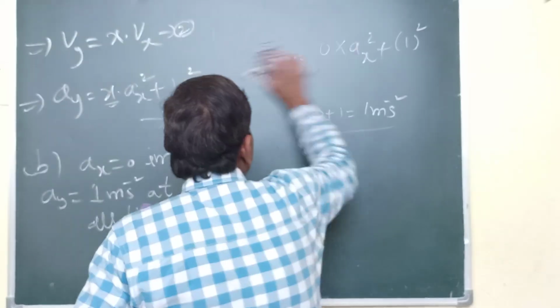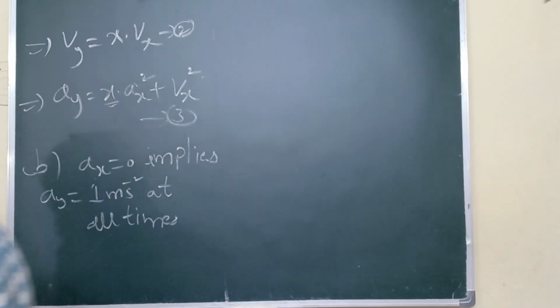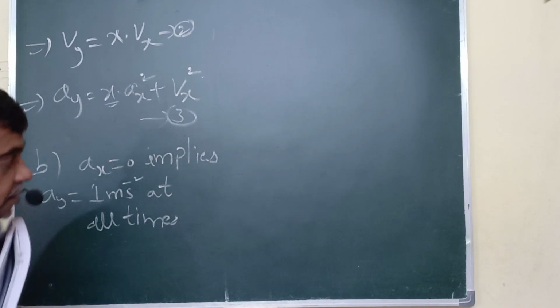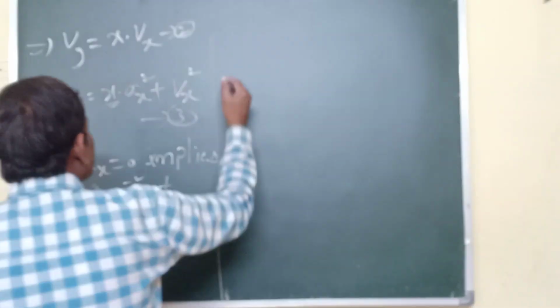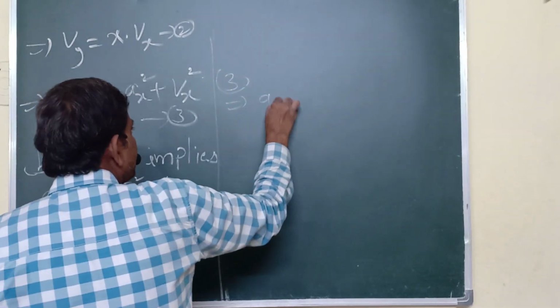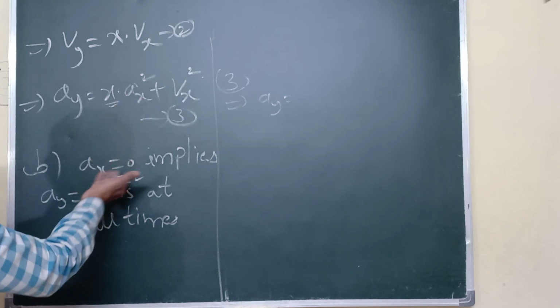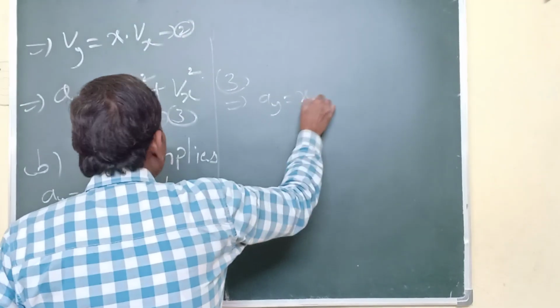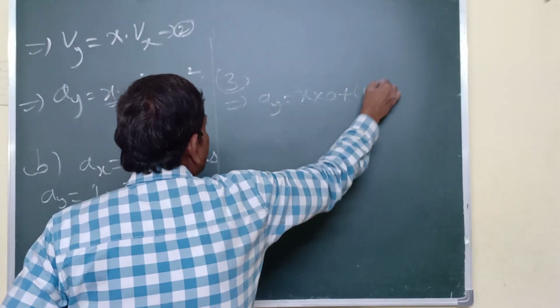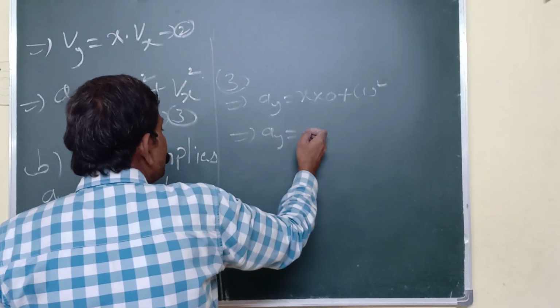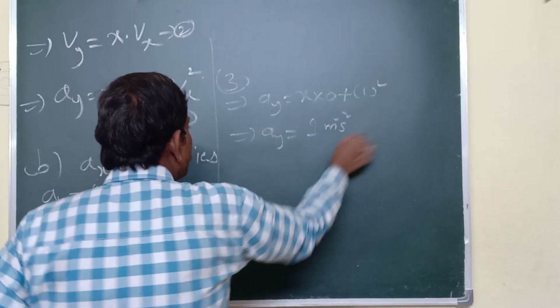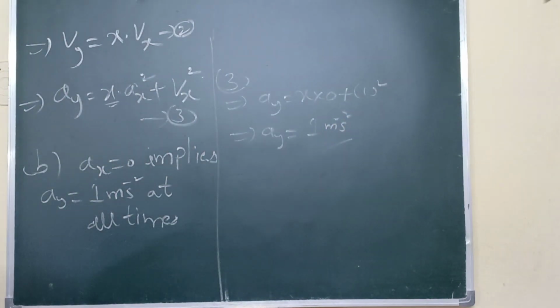You take third equation. In the third equation, 3 implies Ay equals to, at the origin means x equal to 0. Not, for example, I am taking 2, 4 point, x equal to 2 only, but here Ax equal to 0, then what happens? X at any value, Ax 0, again this value 1 only. So Ay equal to 1 meter per second square. If Ax equal to 0 happens, not only at the origin, at any point also Ay value 1 meter per second square happens. So that is the question.